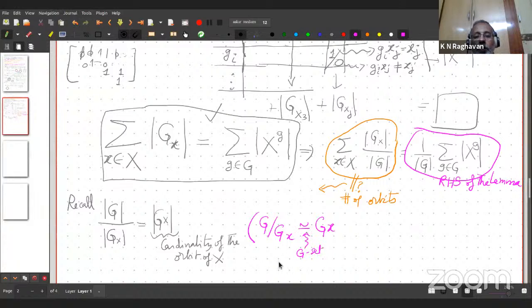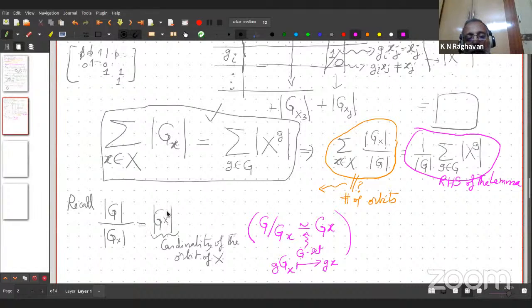And what was the isomorphism? The coset gGx maps to g times x. So this was an isomorphism of G-sets. In particular, it's an isomorphism of sets. In particular, the cardinalities of these two are the same, and that's how we got this.